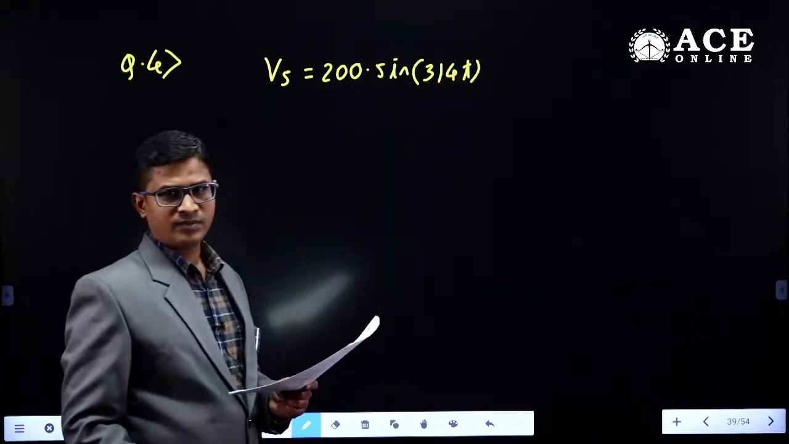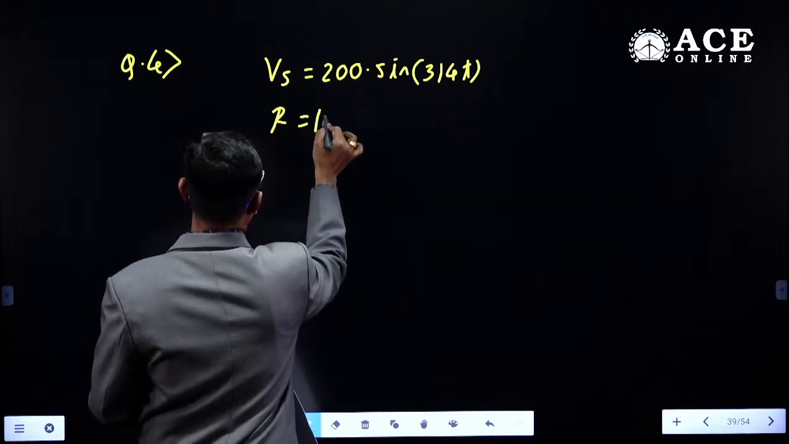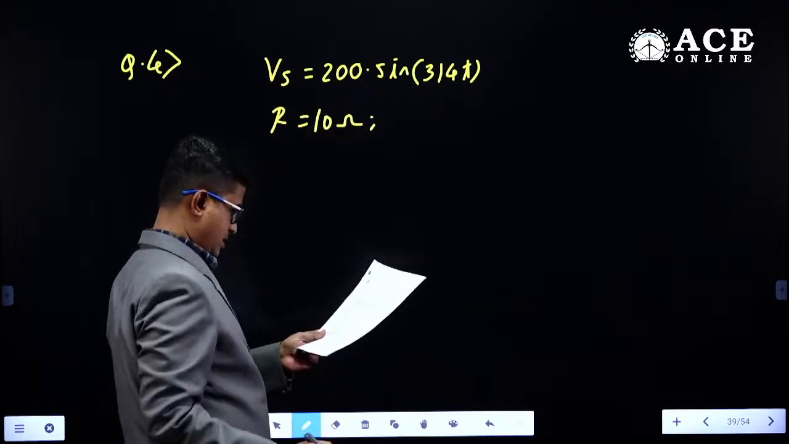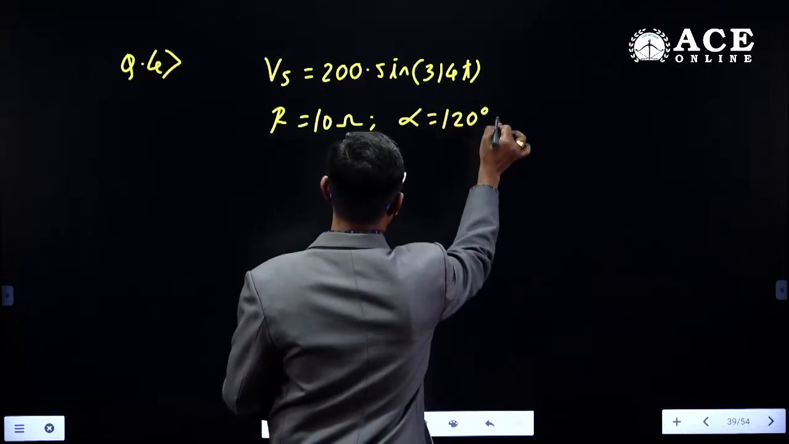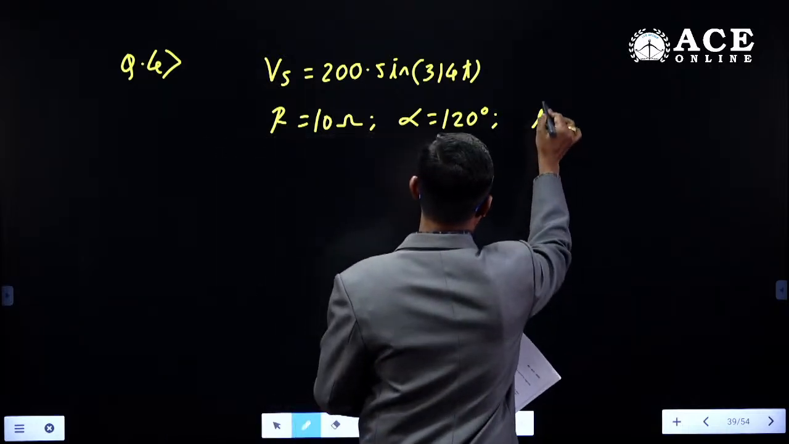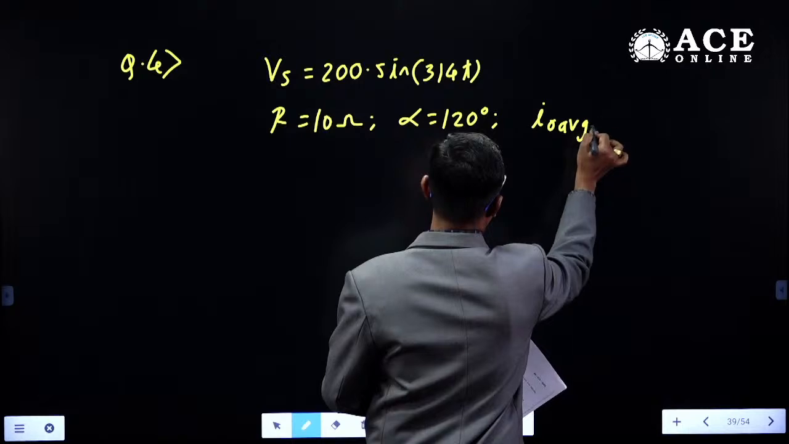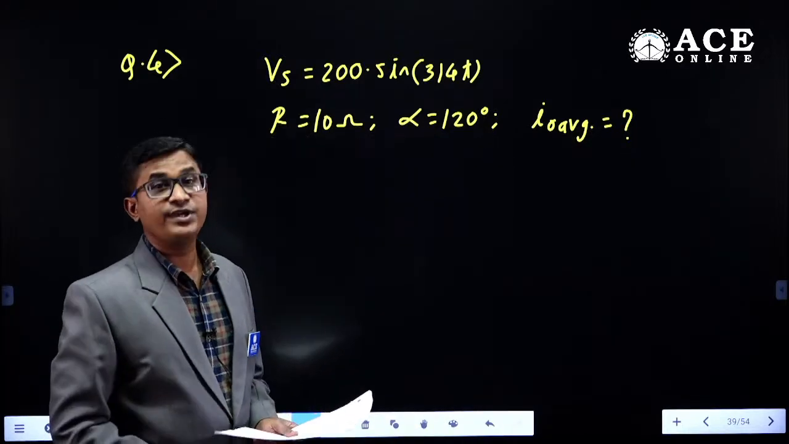Supply voltage. Alright. Next, resistance is 10 ohm. Firing angle alpha equal to 120 degree. And our task is to find the I0 average load current. So for finding the I0 average, we need to first find the V0 average.